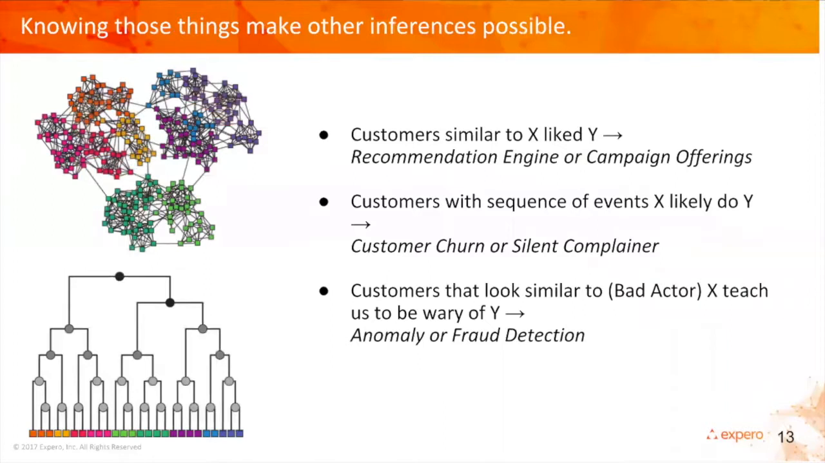So once I know these things, I can begin to make all kinds of inferences that help me in my business. So customers that look like X tended to like Y, right? So that helps me with recommendation engines. That helps me compose campaigns where I might want to go engage deeper with my customers or propose new offerings. Customers that went through a sequence of events X are likely to do Y next. So that would suggest that I might be able to identify what we call a silent complainer, somebody that's unhappy that hasn't explicitly complained yet, and head off customer churn before it happens.